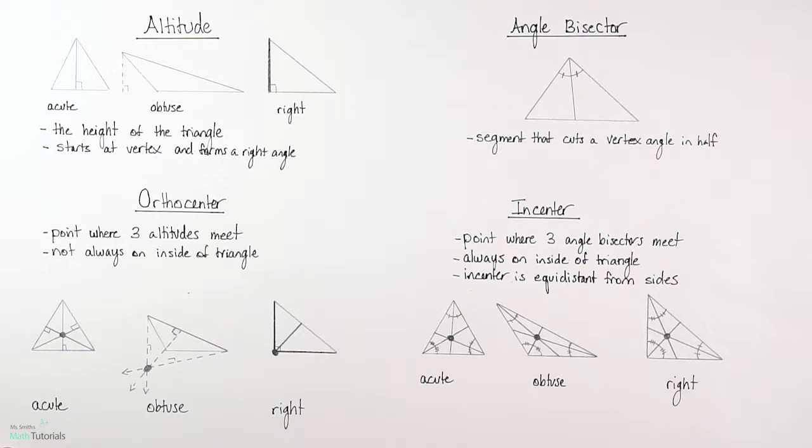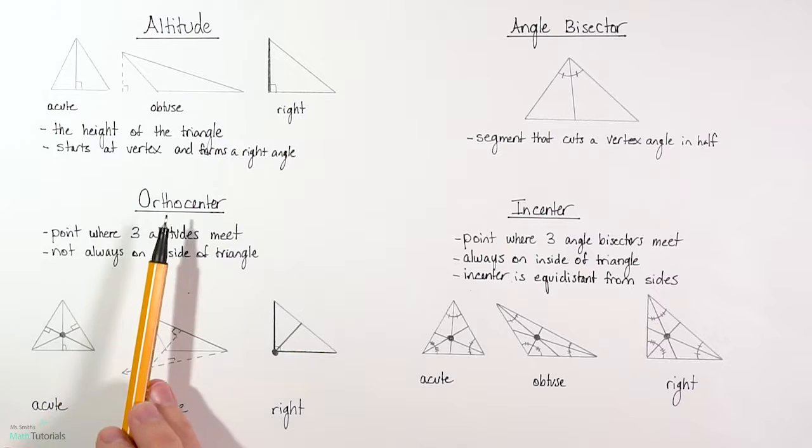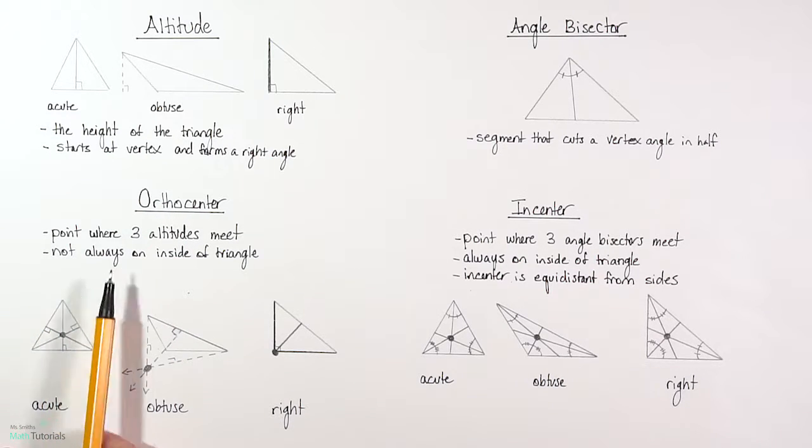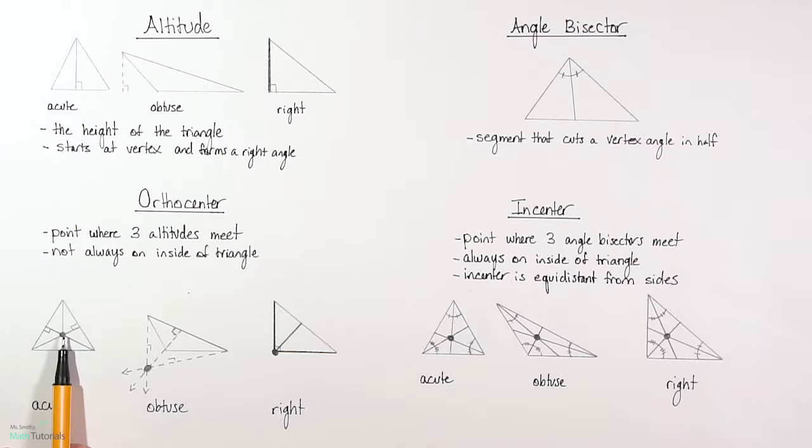Now, let's get to the actual point of concurrency, which would be our orthocenter. Our orthocenter is a point where three altitudes meet. Notice if I had an altitude here, an altitude from that angle, and an altitude from that angle, where they all intersect is called the orthocenter. And an orthocenter is not always going to be on the inside of a triangle. So again, if we had an acute triangle, our orthocenter would be on the inside.